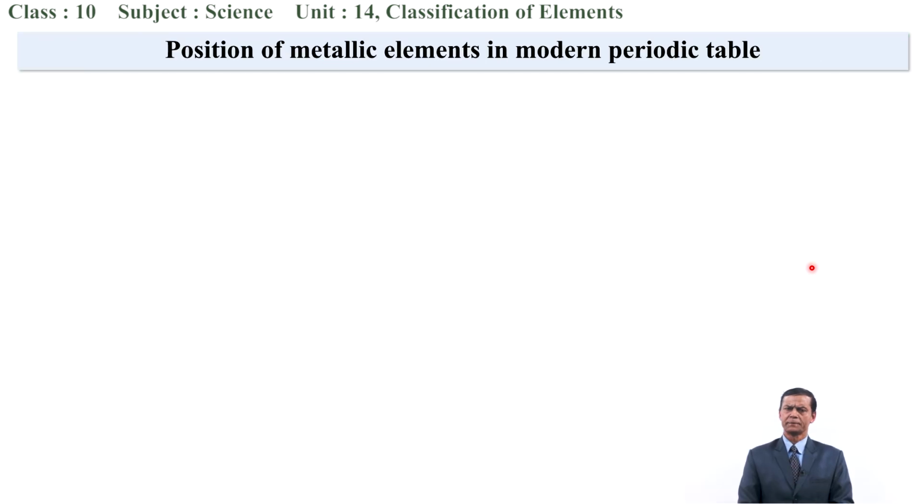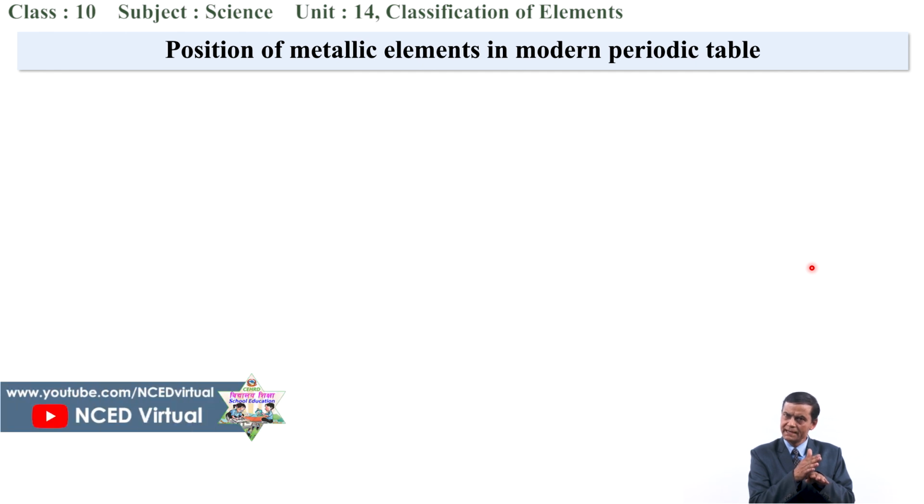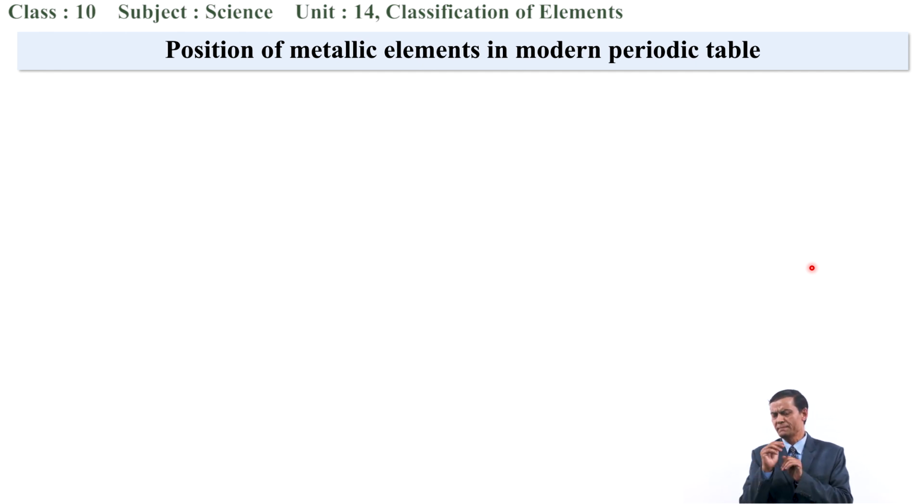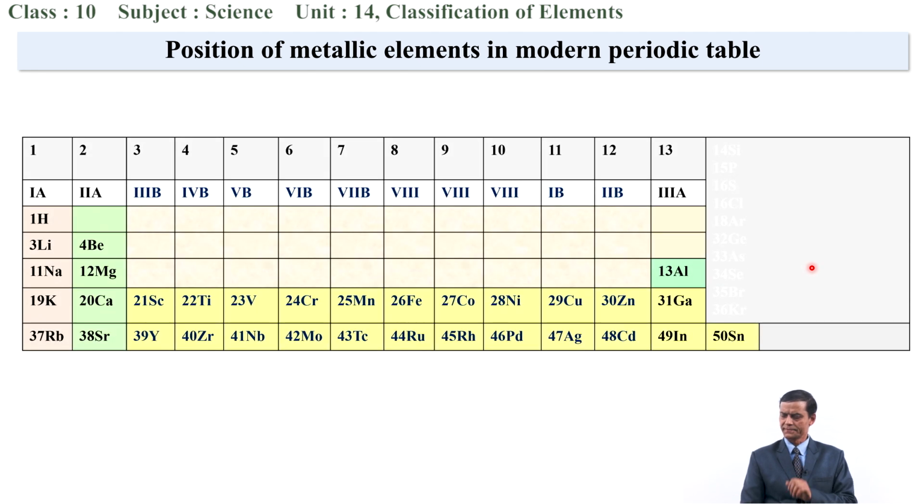Now, position of metallic elements. Let's discuss just metallic elements in the modern periodic table. Where are the metallic elements located? Just remember, yes, on the left hand side of the periodic table are metallic elements, whereas on the right hand side there are non-metallic elements. Let's check it. Yes, these are metallic elements.